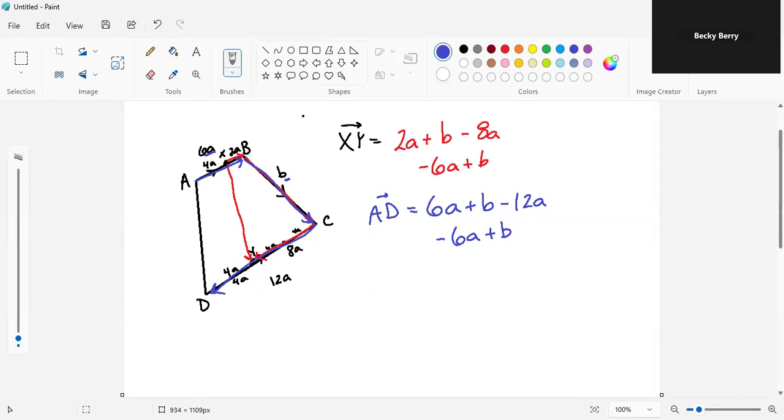Explain why AXYD is a parallelogram. One definition of a parallelogram is that the opposite sides are parallel and congruent.